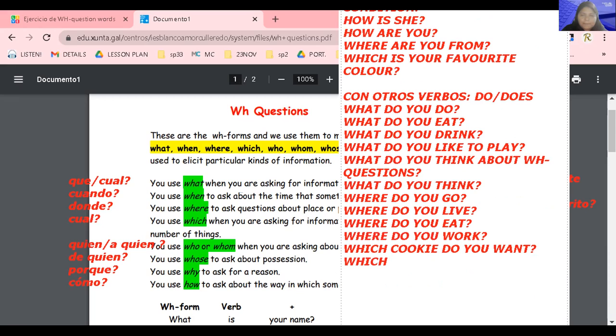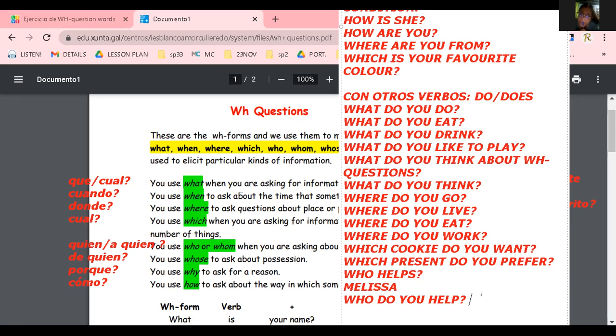Which, let's say, present do you prefer? ¿Cuál regalo prefieres? Y tenemos ahí, okay. Y volvemos con lo mismo que hablábamos anteriormente, ¿verdad? Miren, podemos utilizar who seguido de un verbo o seguido de un verbo auxiliar. Cuando va seguido de un verbo, ¿qué decíamos que era? Una subject question. Who helps? ¿Quién ayuda? Melissa. ¿A quién? Who do you help?